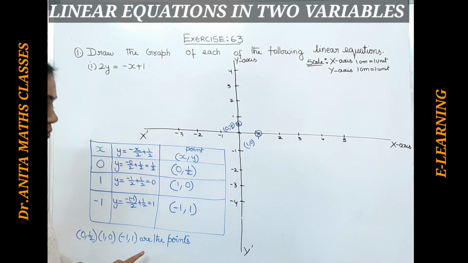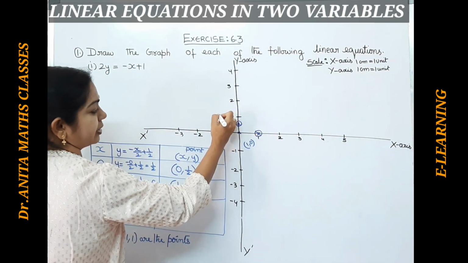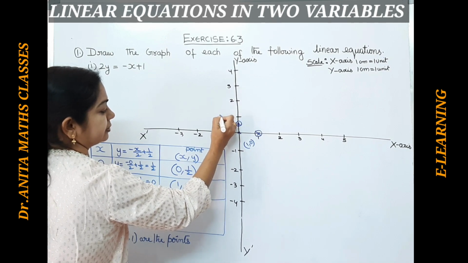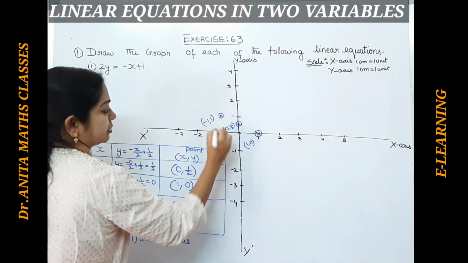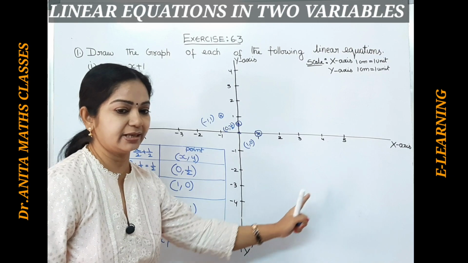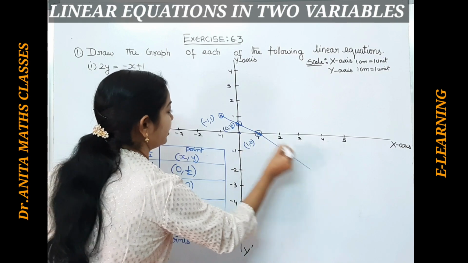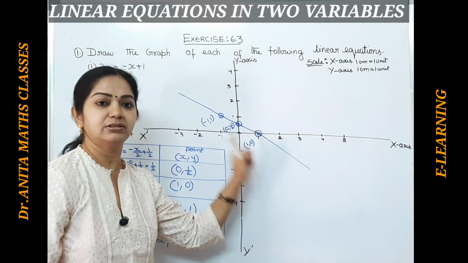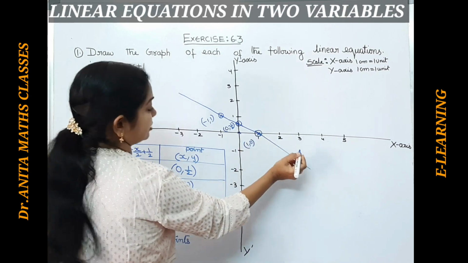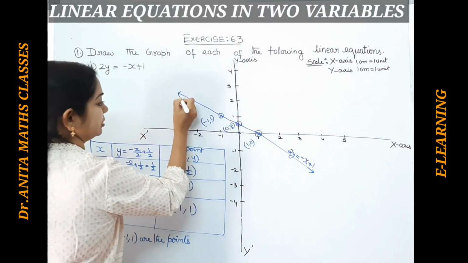Now the next one, minus 1, 1. So minus 1 on the x-axis, 1. So we get the point here. This is the point minus 1, 1. So if you see, those points are like this. Take a scale and join these 3 points, and extend it so that we get a straight line. If you take more points, you get the same line. So you get a linear equation. Write: this linear equation is minus x plus 1. So this is the linear equation in two variables.